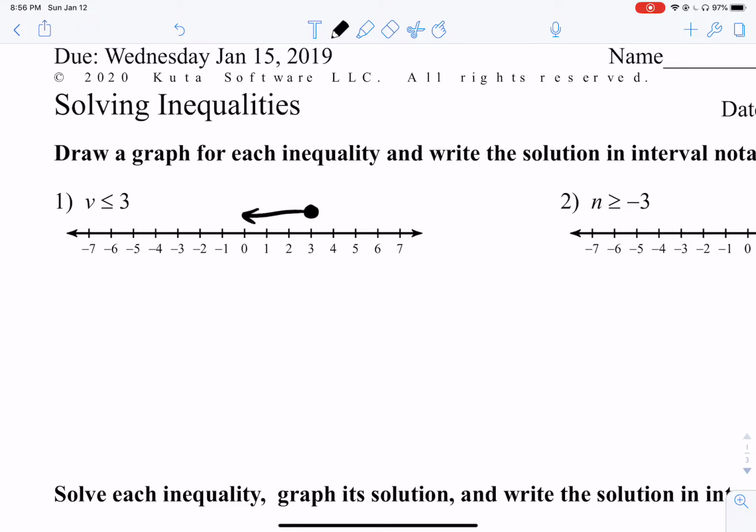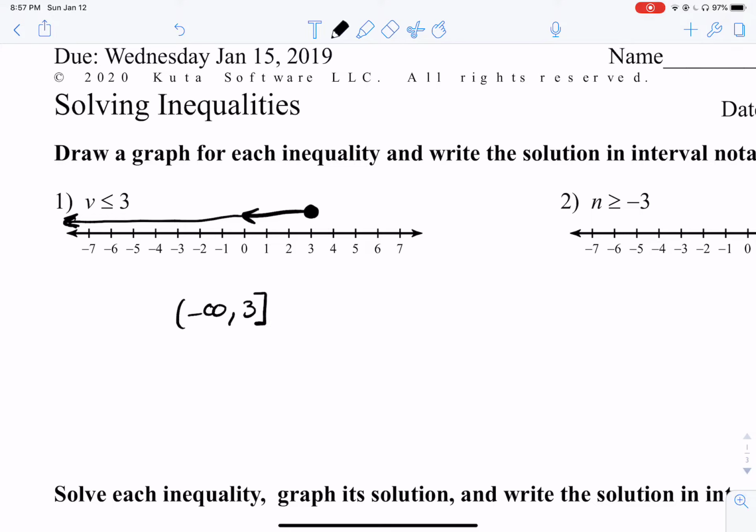Now, in interval notation, what that means is that we're going to go from negative infinity, all the way down, and continue going from negative infinity, and then stop at this point of 3. But since we're also going to include 3 because of the closed circle, we're going to use brackets in that situation.